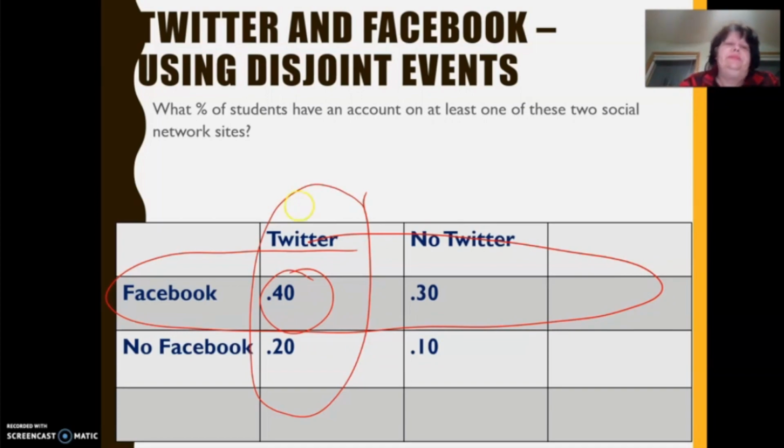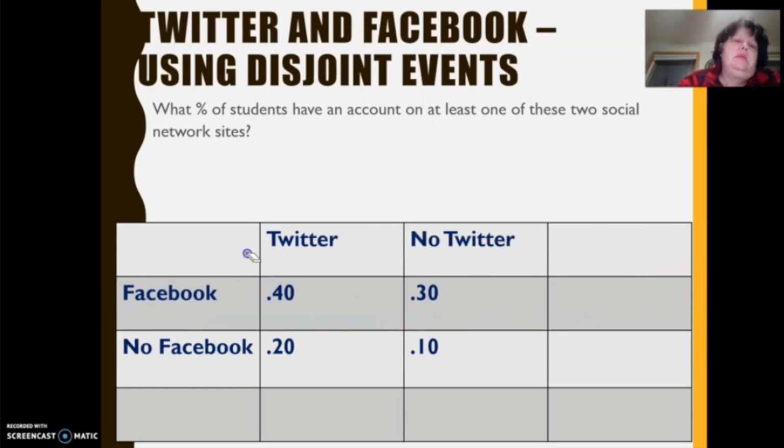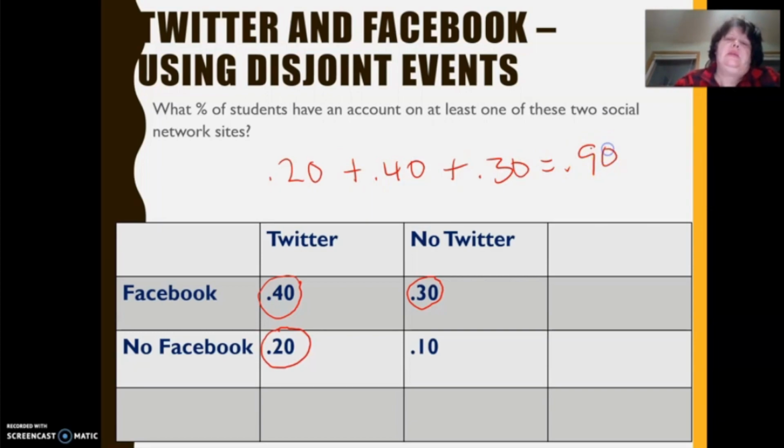Well, another way to do it is to treat it like three disjoint events. So no Facebook and Twitter, that's 20%. Facebook and Twitter, 40%. Facebook and no Twitter, 30%. And then you just simply add those up to get 0.9. So the trick is to kind of figure out a strategy based on what you're given and what you have for rules to use and what you have for information in the problem.